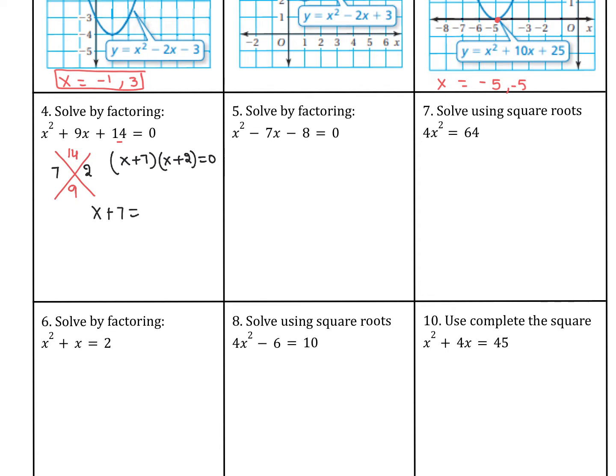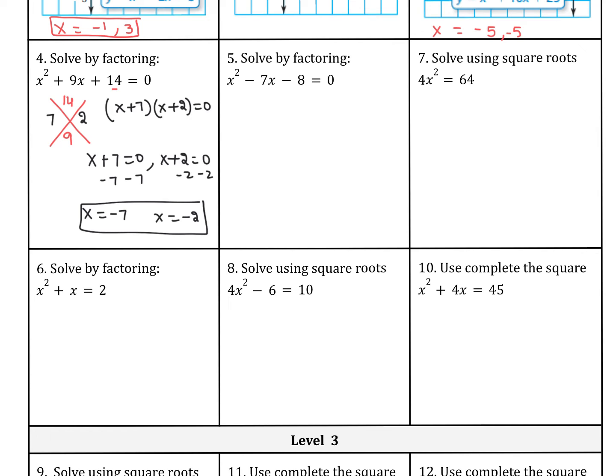Apply the zero product property, putting each factor equal to 0 one by one. Subtract 7 and you get x = -7. Subtract 2 and you get x = -2. If you look at the bottom question, solve by factoring, we know that the other side should always equal 0. So you always make one of the sides 0.